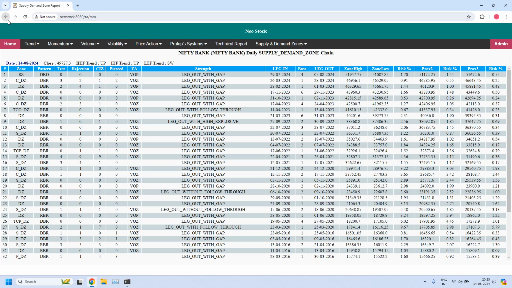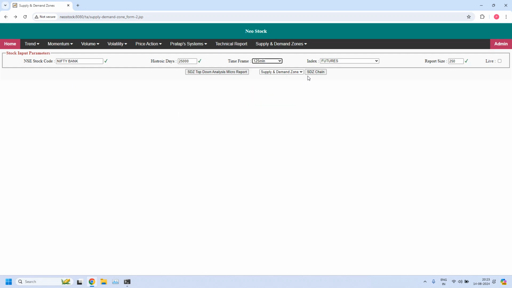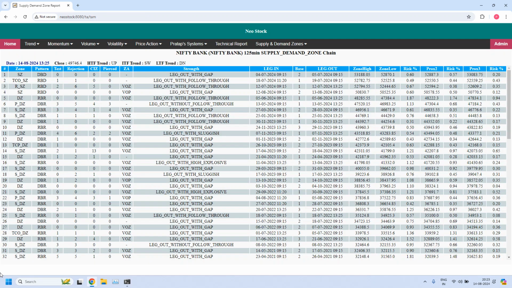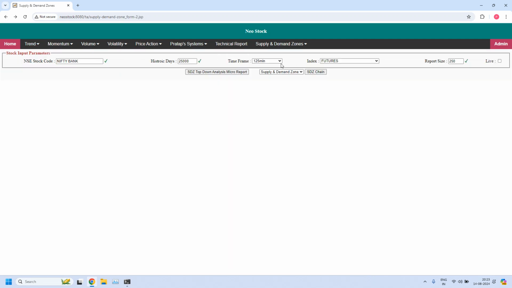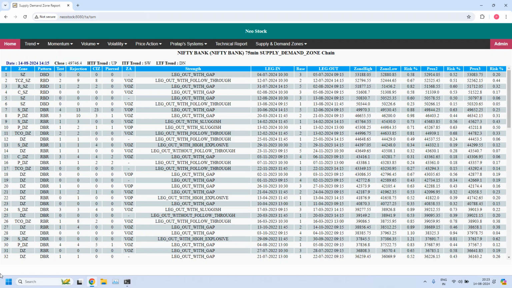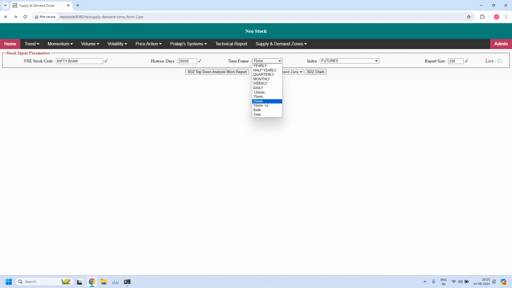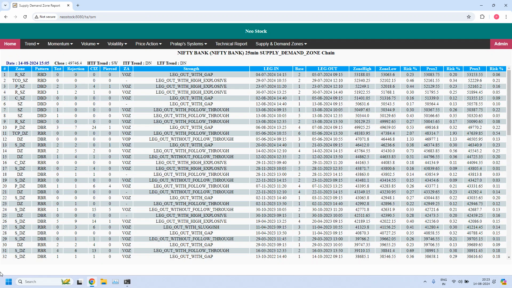And the next time frame is 125 minutes, generating 125 minutes supply demand zone chain for Bank Nifty. Next time frame is 75 minutes, generating 75 minutes supply demand zone chain for Bank Nifty. And the next time frame is 25 minutes, generating 25 minutes supply demand zone chain for Bank Nifty.